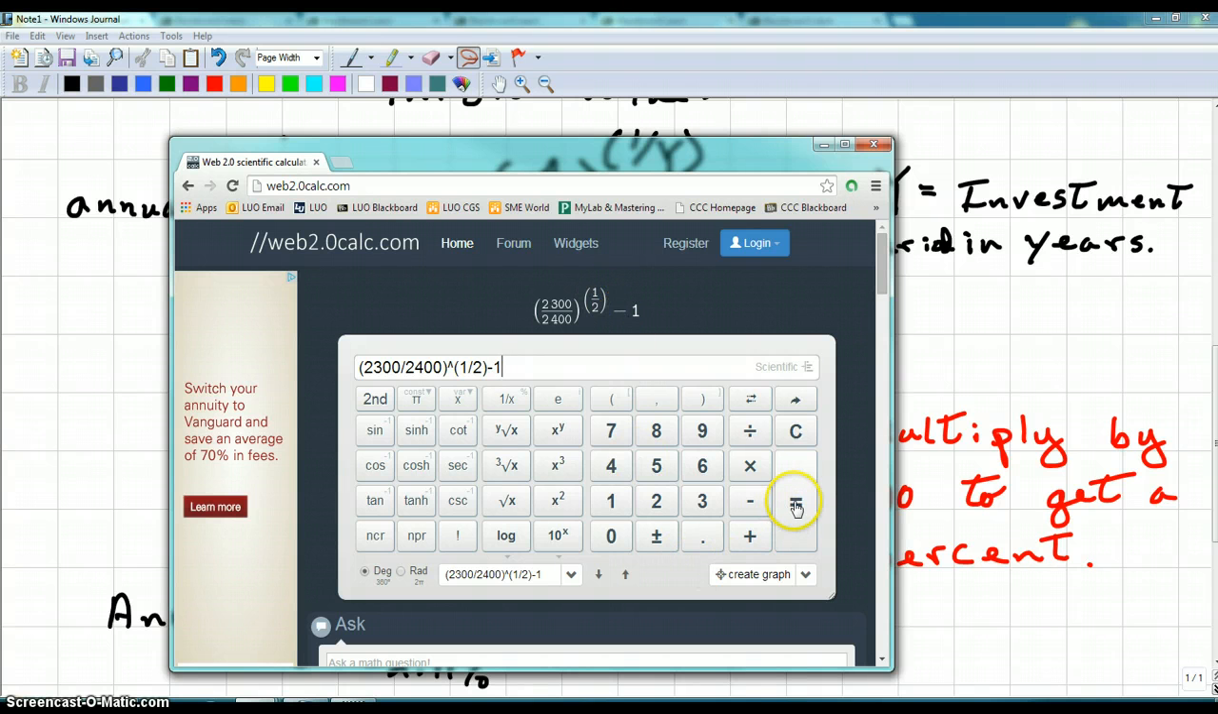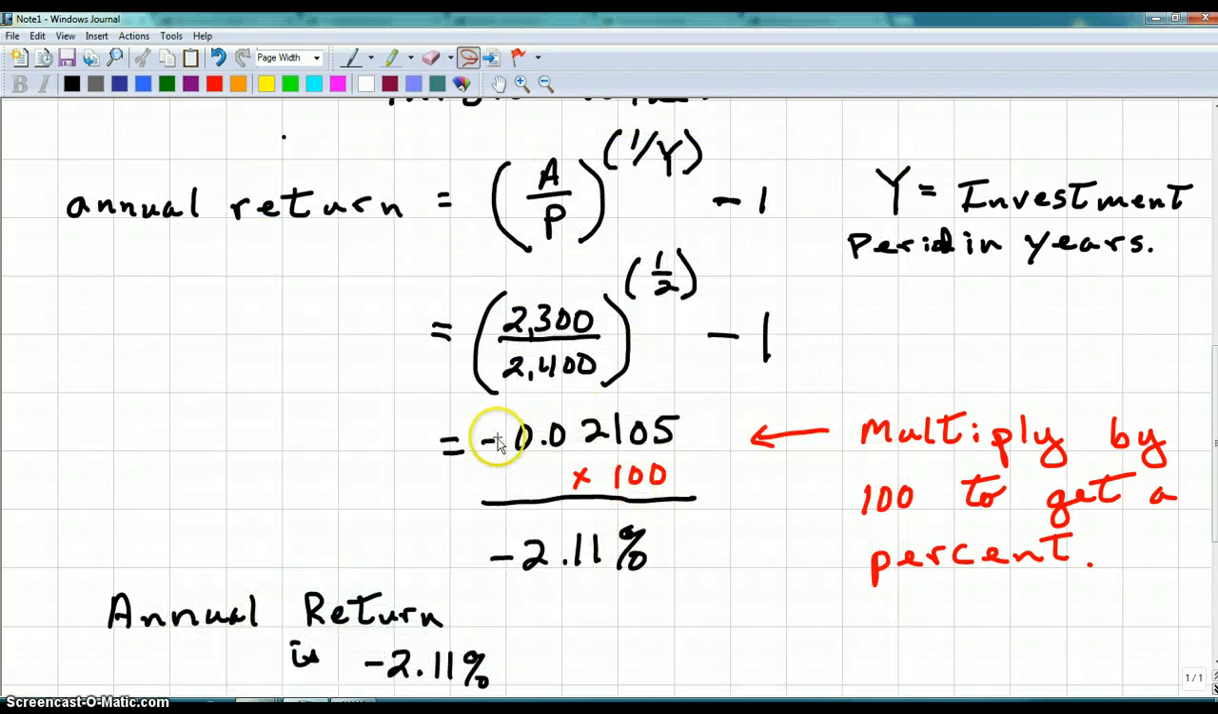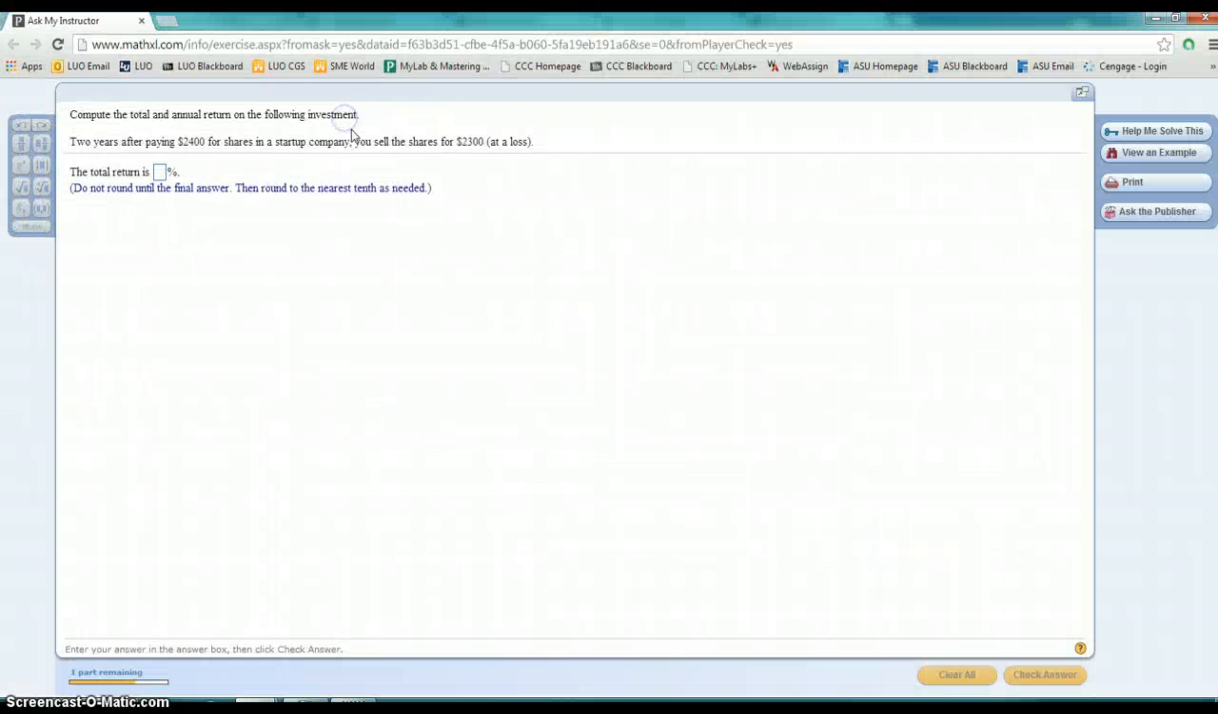Once I do that, I just left click equals, and I get this value right here, negative 0.02105. And that's exactly what I put right here on my work, negative 0.02105. And like I said, I multiplied by 100 to get the annual return. Now let's go ahead and actually enter that into my MyMathLab to make sure that we've done it correctly.